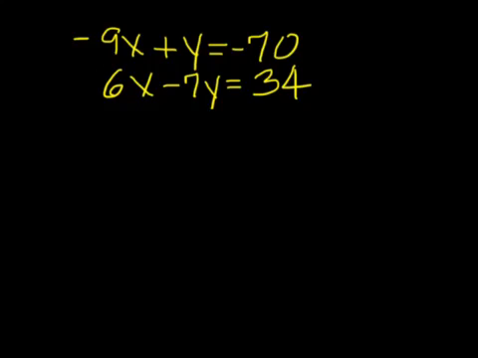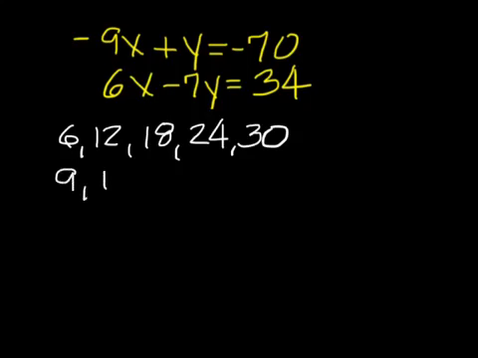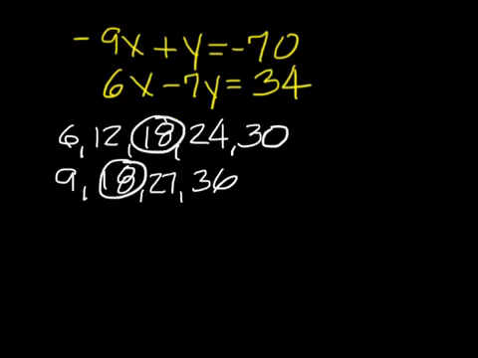18 is the lowest number that both 9 and 6 will go into. Lowest number. Yes. You have to think of their multiples like this. 6, 12, 18, 24, 30, and then for 9 it's 9, 18, 27, 36, and so on. What's the lowest number they both have in common? 18. There we go.